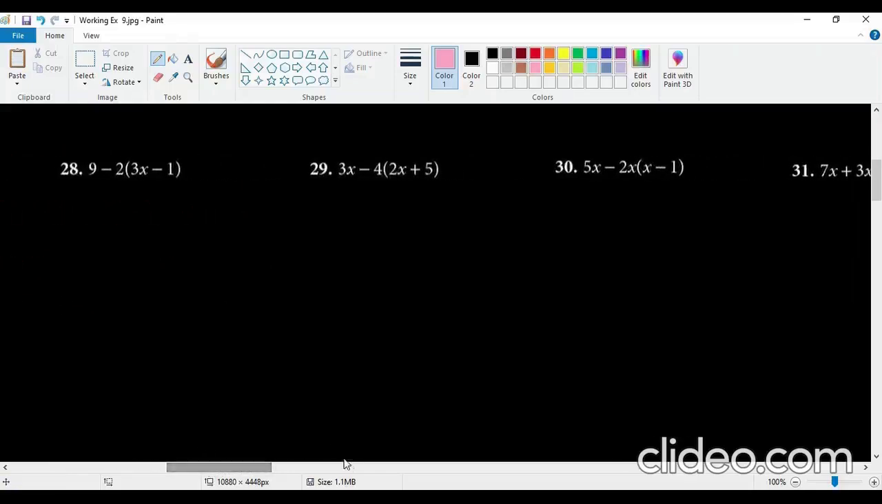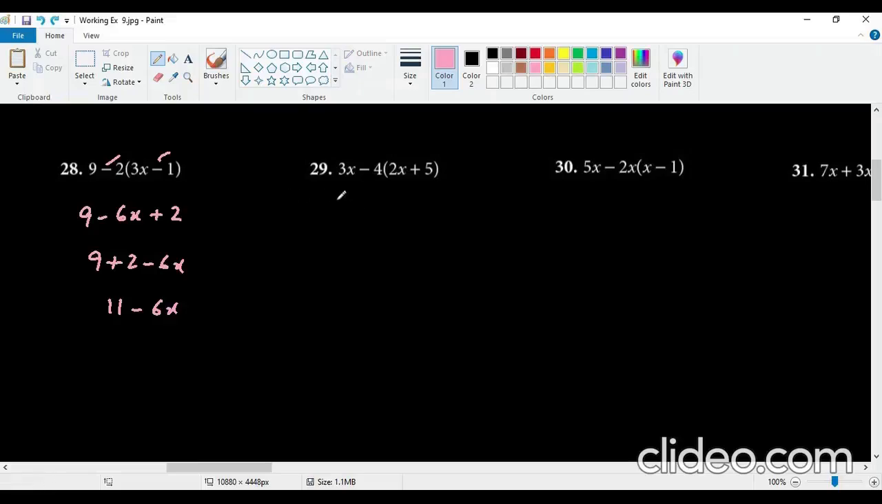For question number 28, it's going to be 9 minus 6x, and minus is going to be a plus. 2 times 1 is a 2. That means 9 plus 2 minus 6x is going to give you 11 minus 6x as an answer for question number 28.